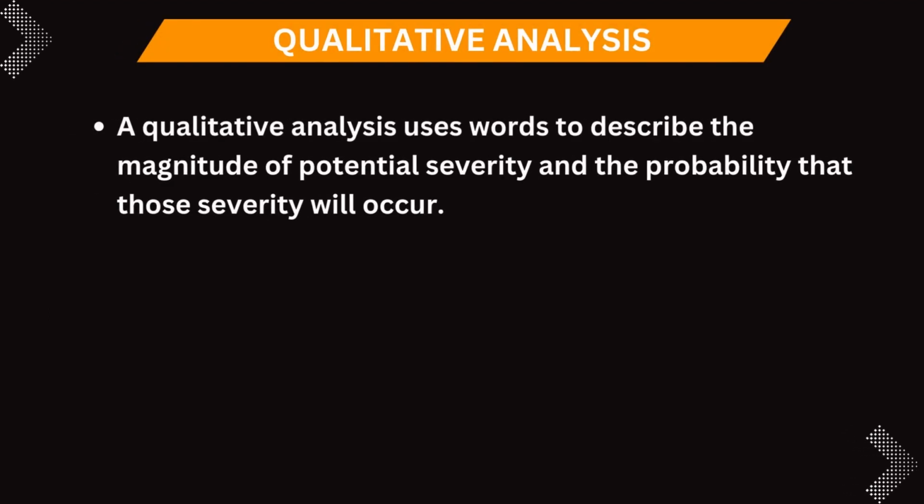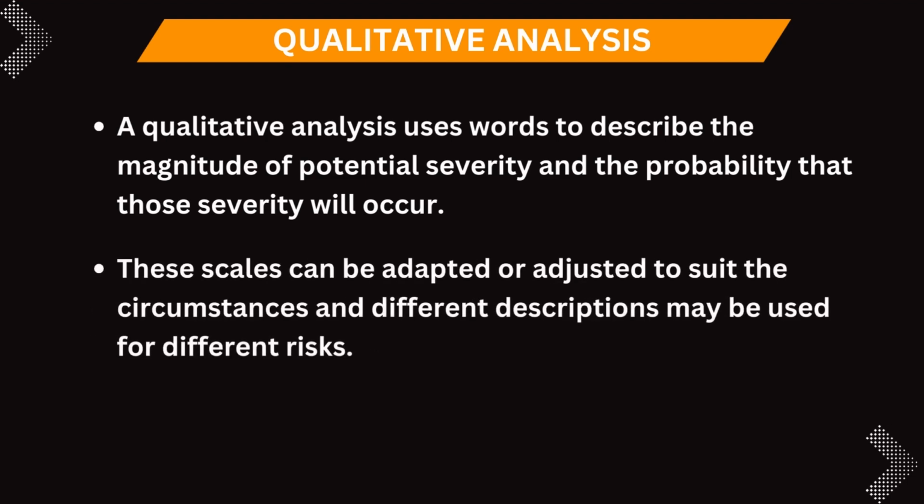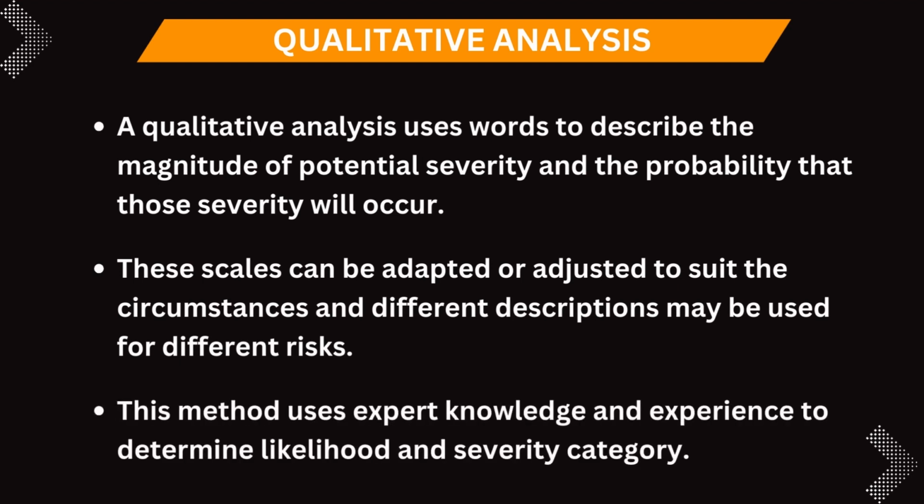A qualitative analysis uses words to describe the magnitude of potential severity and the probability that that severity will occur. These scales can be adapted or adjusted to suit the circumstances, and different descriptions may be used for different risks. This method uses expert knowledge and experience to determine likelihood and severity category.